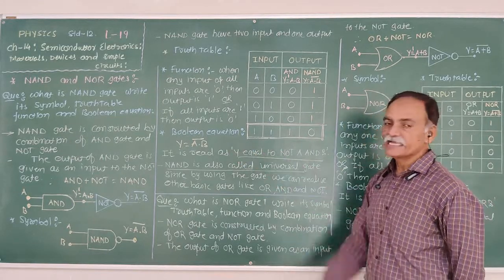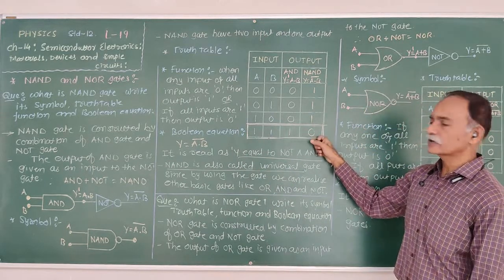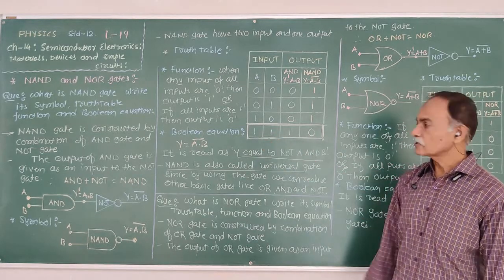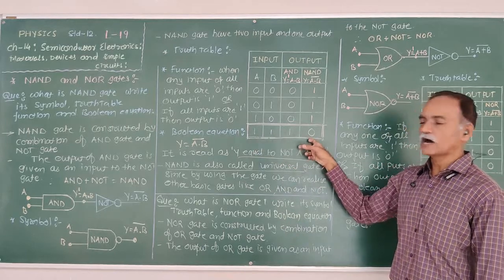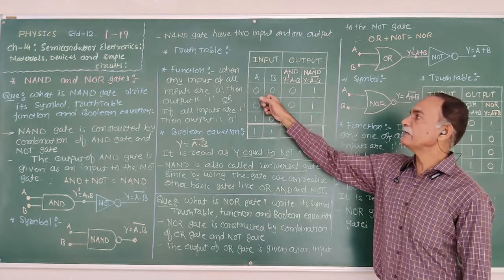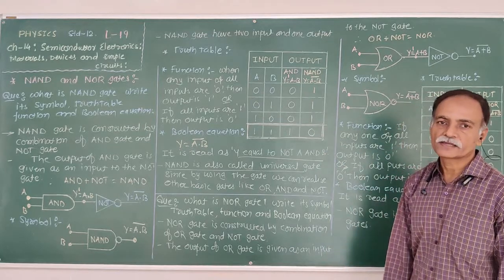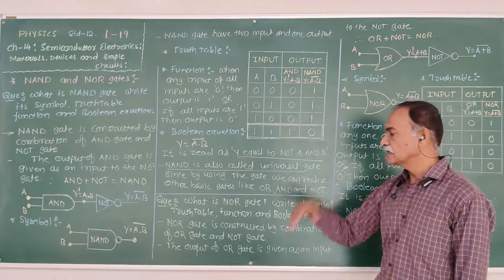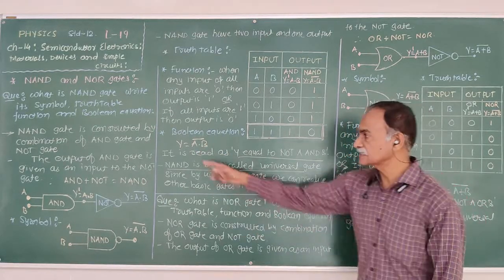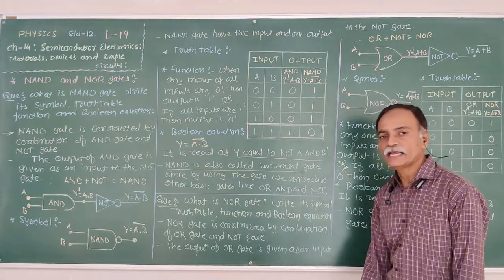The Boolean equation of the NAND gate is y = (a dot b) bar. What is the function? Here the different output is this, 0. We obtain 0 if all inputs are 1. So the function is: if all inputs are 1, output is 0. Or from the remaining 3, if any one input or all inputs are 0, output is 1. The NAND gate is called the universal gate. The Boolean equation y = (a dot b) bar is read as y equals not a and b.